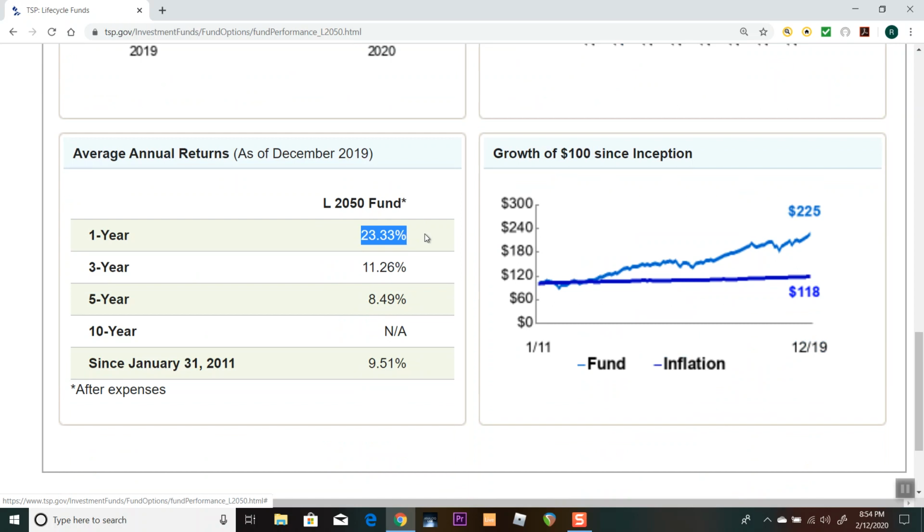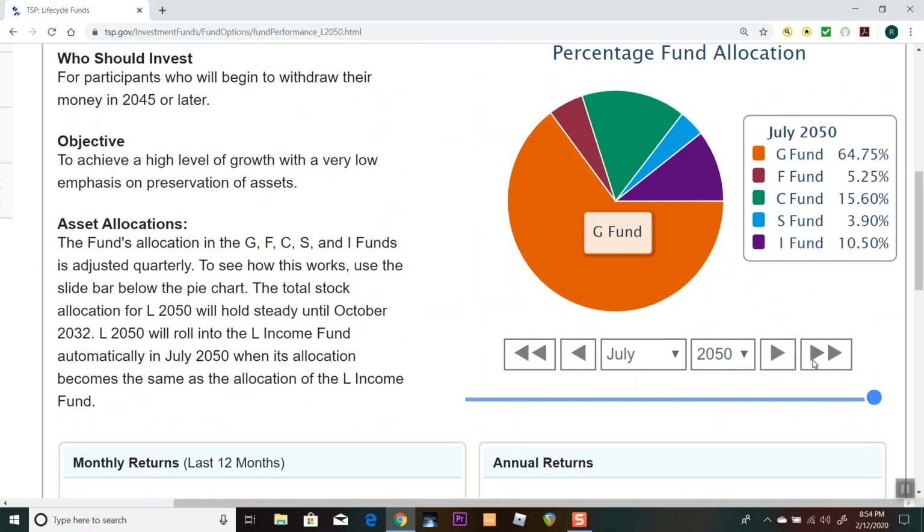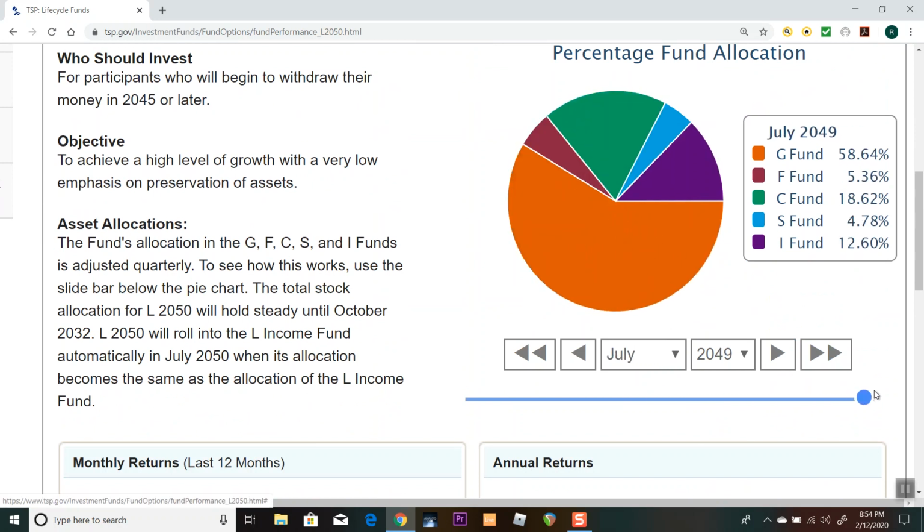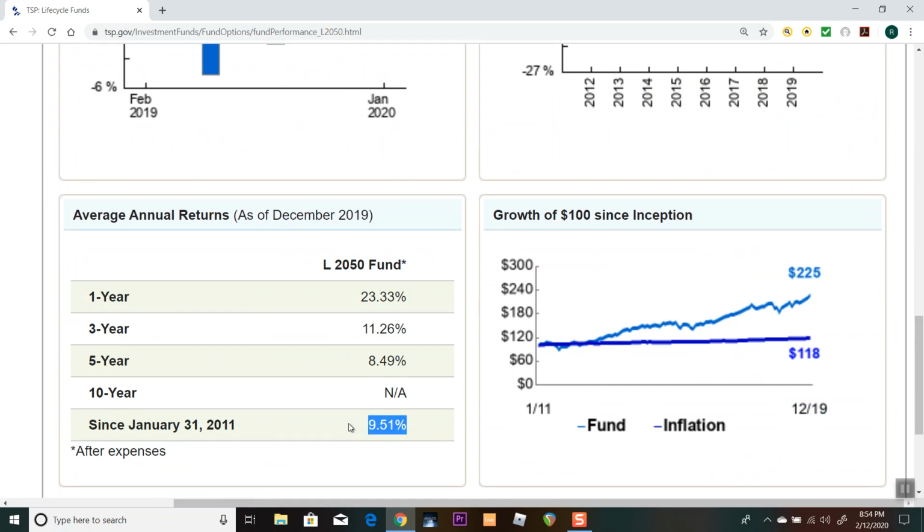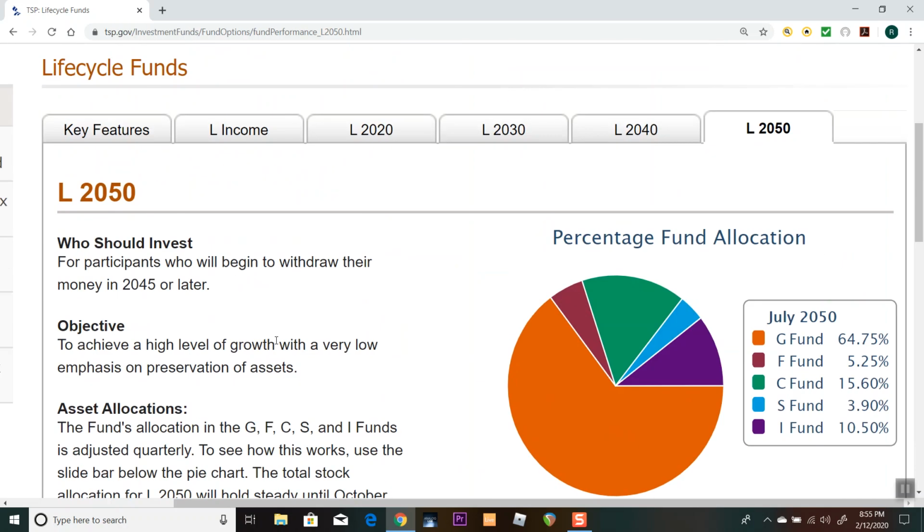Let's look at the returns there. 23%, excellent. 11% over 3 years, excellent. 8% over 5 years, really good. 9% since 2011. Now this one, the inception date of this was 2011 instead of 2005, and it's actually done good. But keep in mind, this is 2011 and it's 2020 now, so this is 9 years. Over the time frame when it's time to retire and it starts moving more towards the G fund, right? It starts moving towards the G, then this number, this 9%, is going to go down. In the 5 year, it's going to go down, right? So keep that in mind.